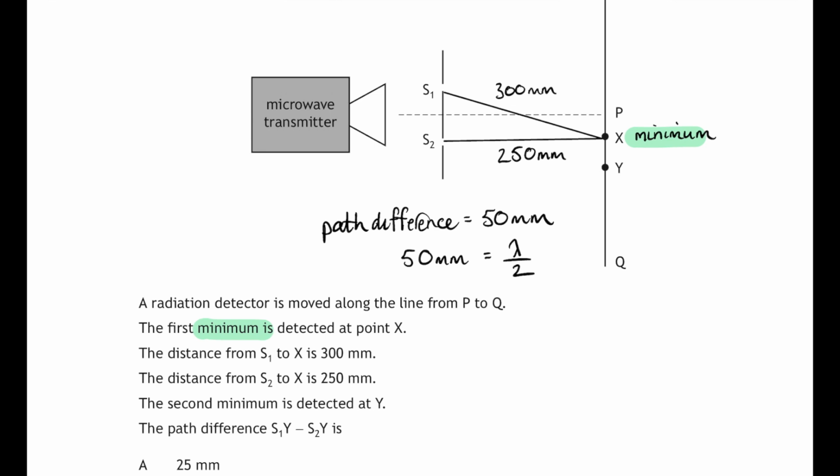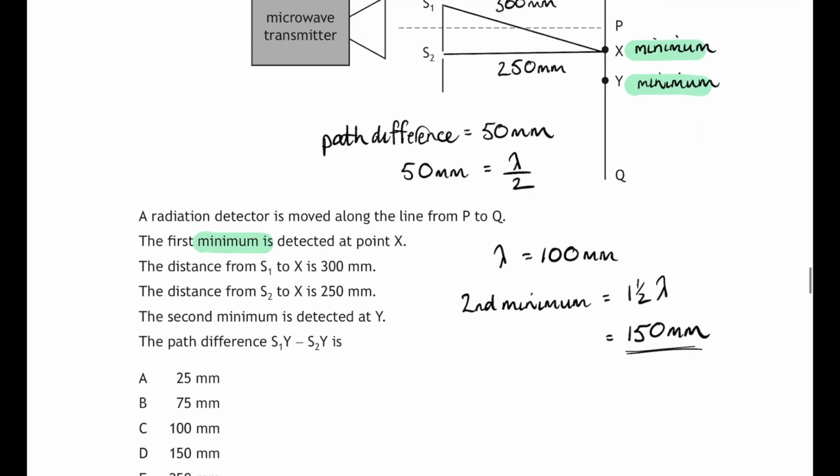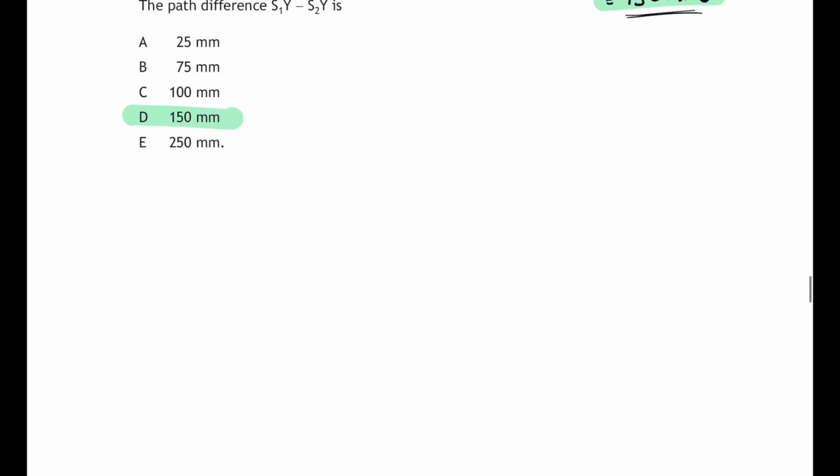Then we're told the second minimum is detected at point Y, and we have to determine the path difference between S1Y and S2Y. Now, the wavelength of the microwaves must be 100 millimeters. So to the second minimum, which is a path difference of 1.5 wavelengths, that must be 150 millimeters. And that corresponds to answer D. Very tricky. Okay, moving on.